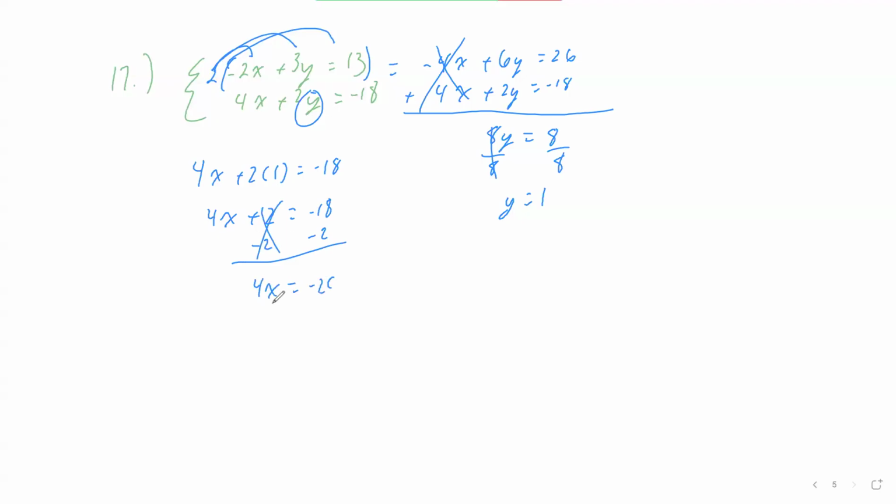That gives me negative 20. Divide by 4. So x gives me negative 5. So I get negative 5 comma 1. That's my answer. Let's do one more to make sure you have plenty of examples.